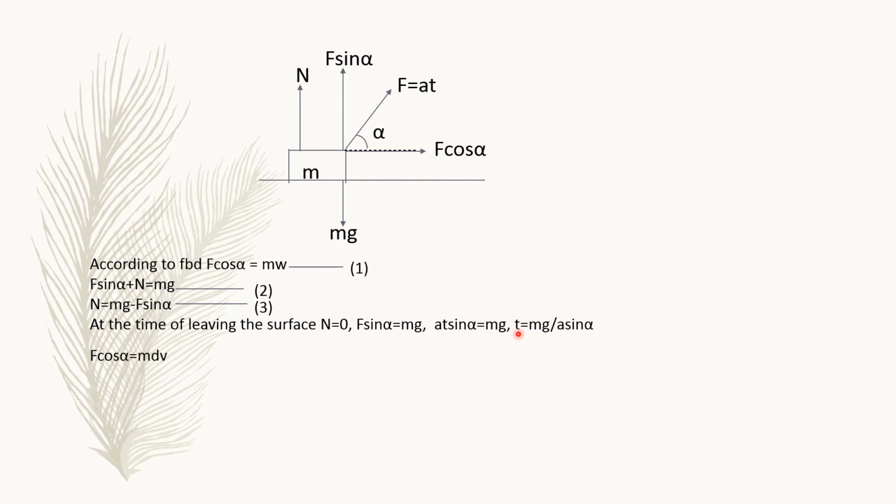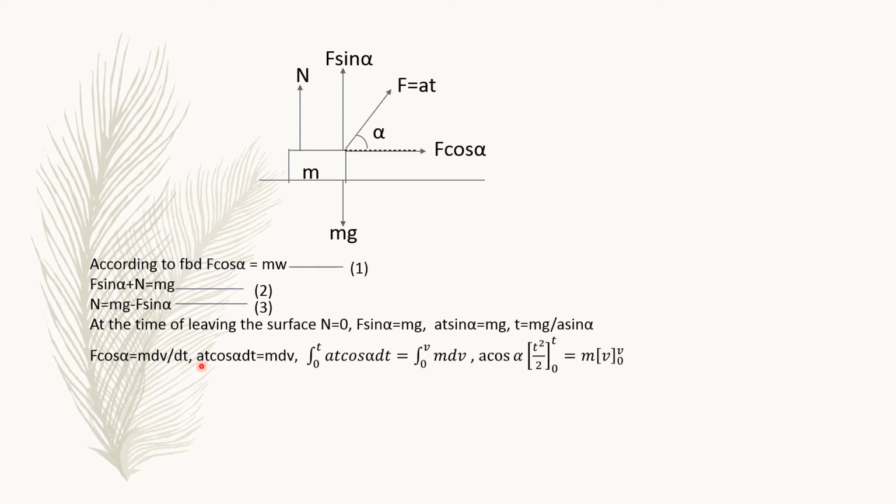So at this particular time, this bar of mass m will leave the surface. Next we have to calculate the velocity at that time, the velocity at the time of breaking of the plane. So F cos alpha is equal to m into acceleration. The acceleration is dv divided by dt. So put this here: F cos alpha is equal to m into dv divided by dt.